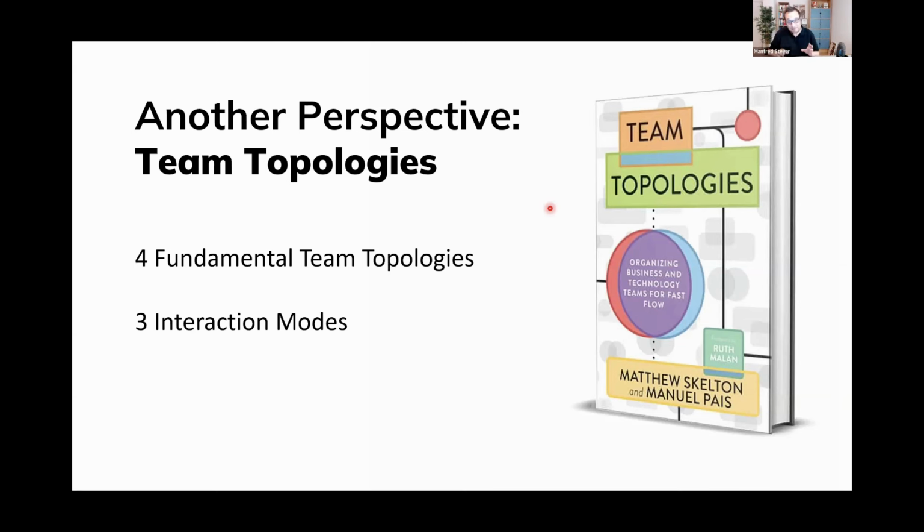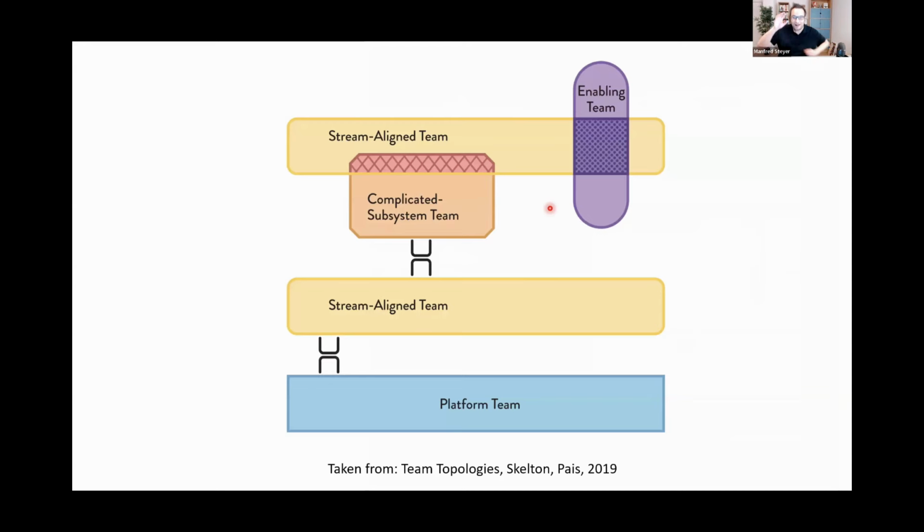And basically, it describes 4 fundamental team topologies and 3 modes of interaction. So how those different teams can interact with each other. And just to put it in a nutshell, I think this graphic here, this diagram I took out of the book, sums up everything quite nicely. So what we see here are, for instance, the 4 team topologies.